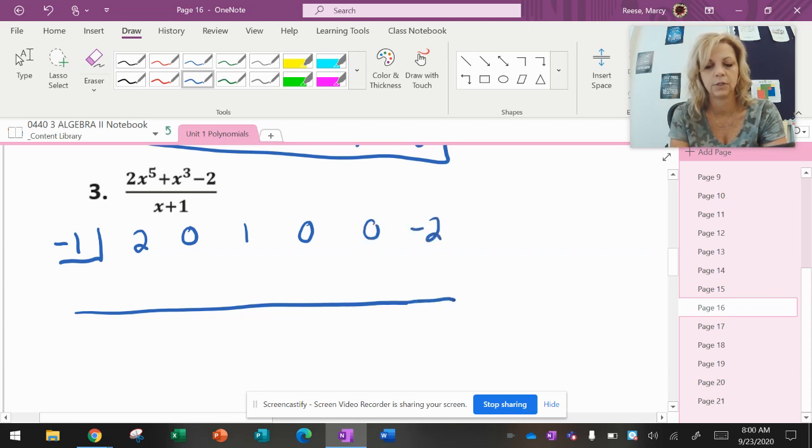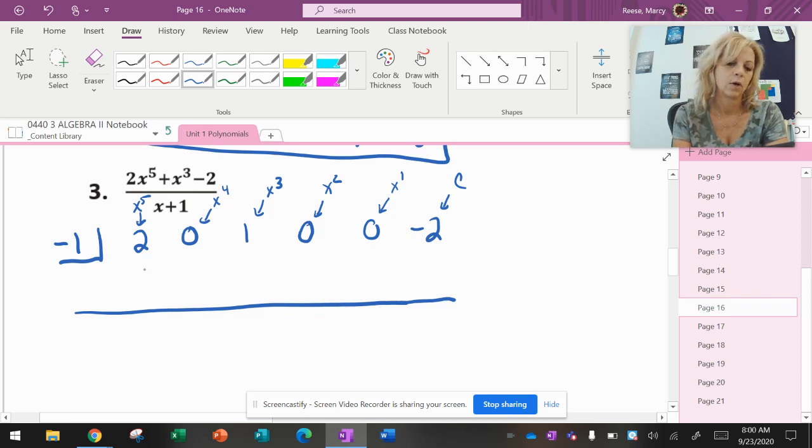So to go through this again, let me say this. This is x to the 5th. This represents x to the 4th. This represents x to the 3rd. This represents x to the 2nd. This represents x to the 1st. And then this is your constant. Okay, so you have to have all of them there, right? So I'm going to bring this 2 down.